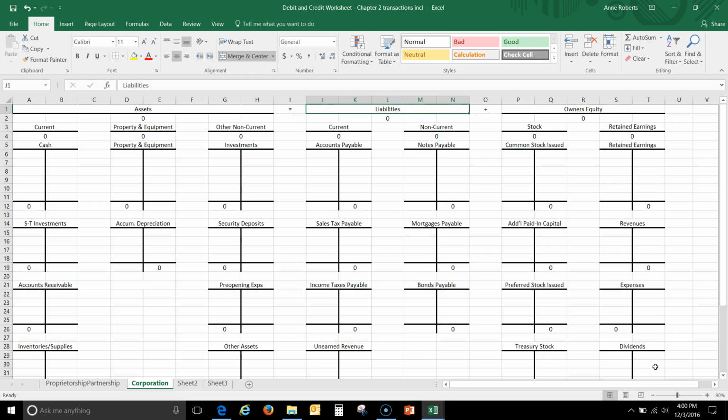In the next recording, we will look at Chapter 2, and we'll look at the transactions in Chapter 2, and we'll plug them into this spreadsheet so that we can see what's happening as these transactions are occurring.